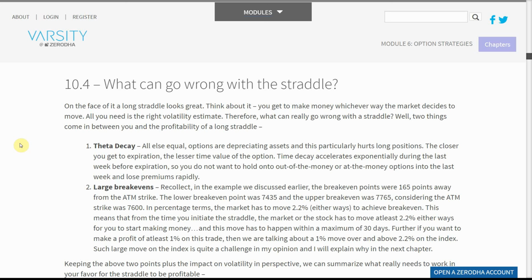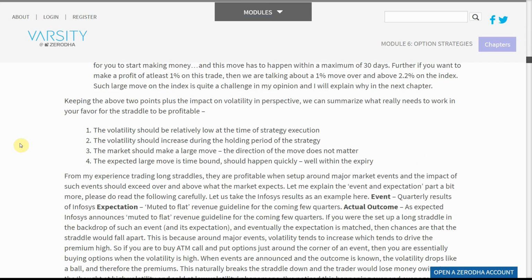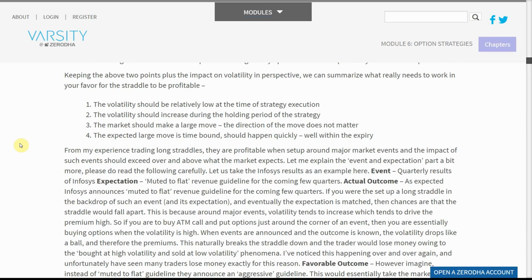And this move has to happen within a maximum of 30 days. Further, if you want to make a profit of at least 1% on this trade, then we are talking about a 1% move over and above 2.2% on the index. Such a large move on the index is quite a challenge in my opinion, and I will explain why in the next chapter. Keeping the above 2 points plus the impact of volatility in perspective, we can summarize what really needs to work in your favor for the straddle to be profitable.